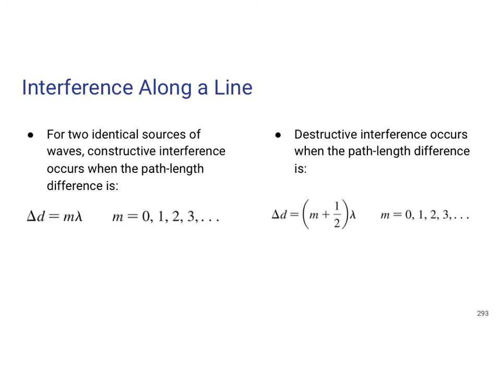If I have two identical sources of waves, I'll have constructive interference if the path length is any distance of the wavelength or any multiple of that distance. I'll have destructive interference if it's any multiple of the distance plus a half. So those are the conditions for constructive and destructive interference.